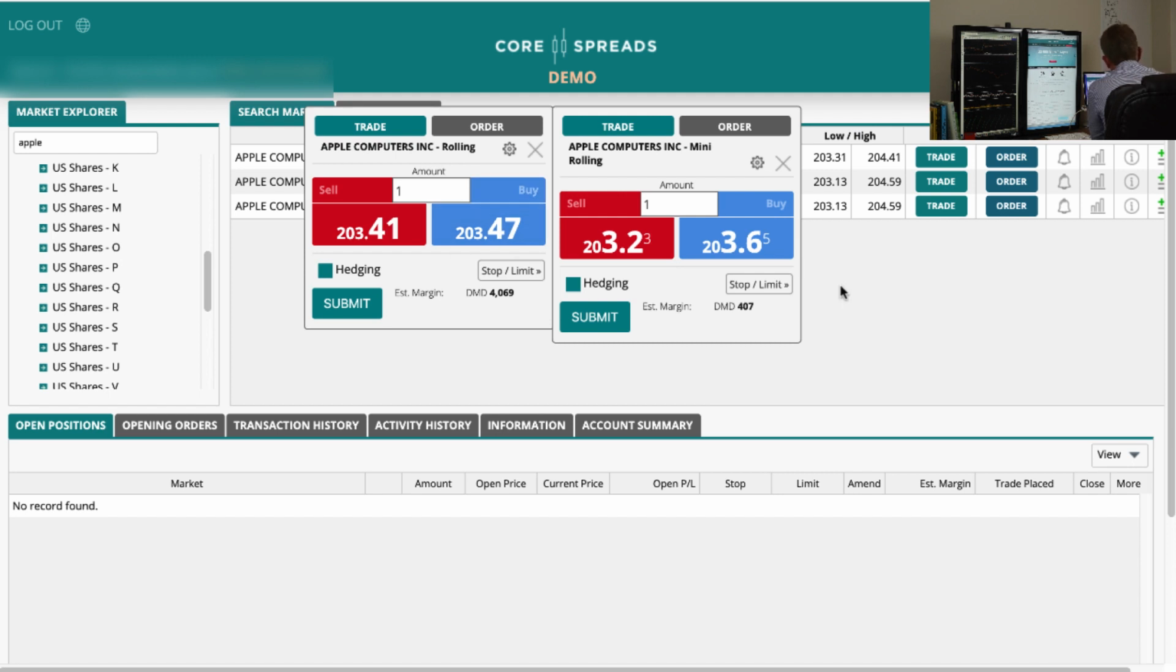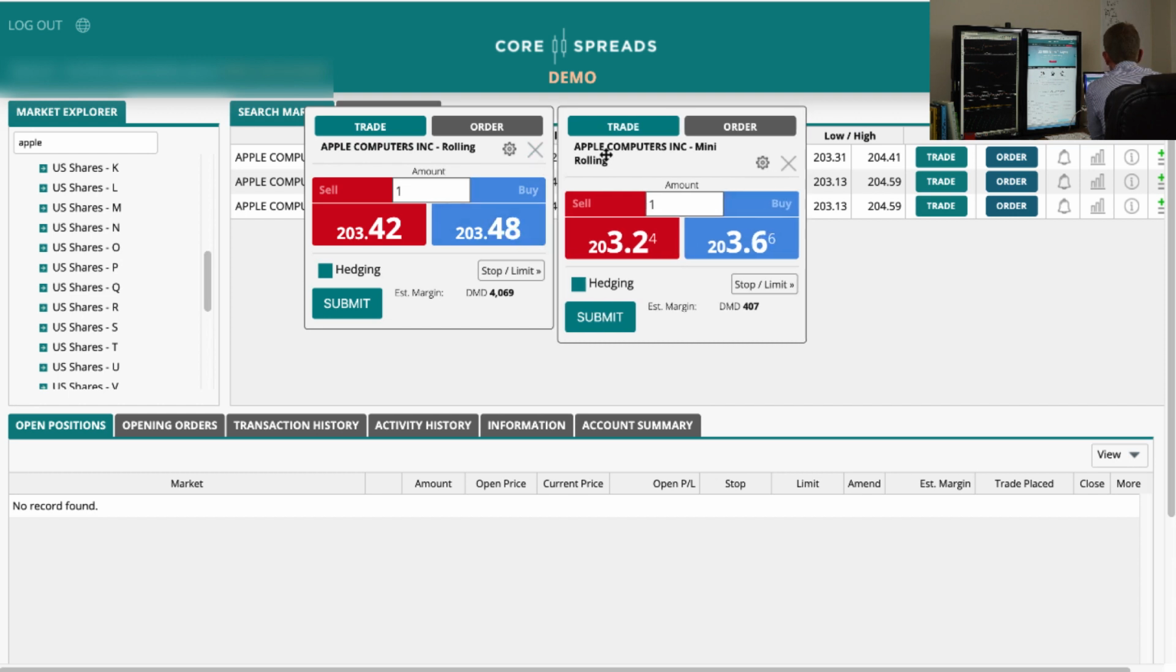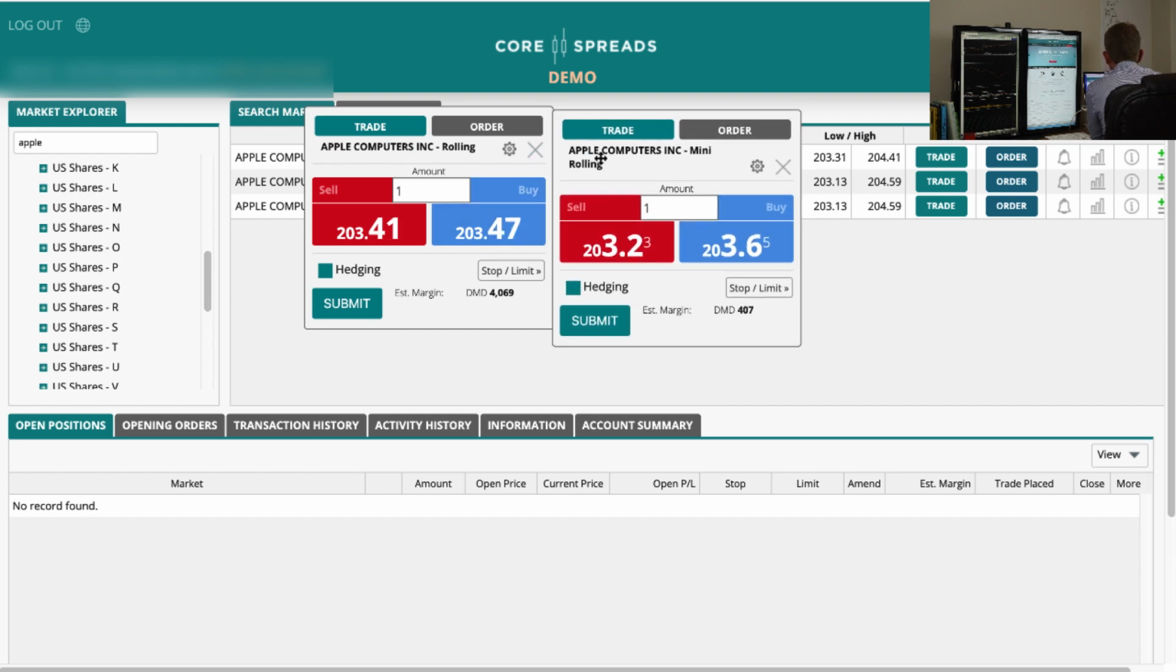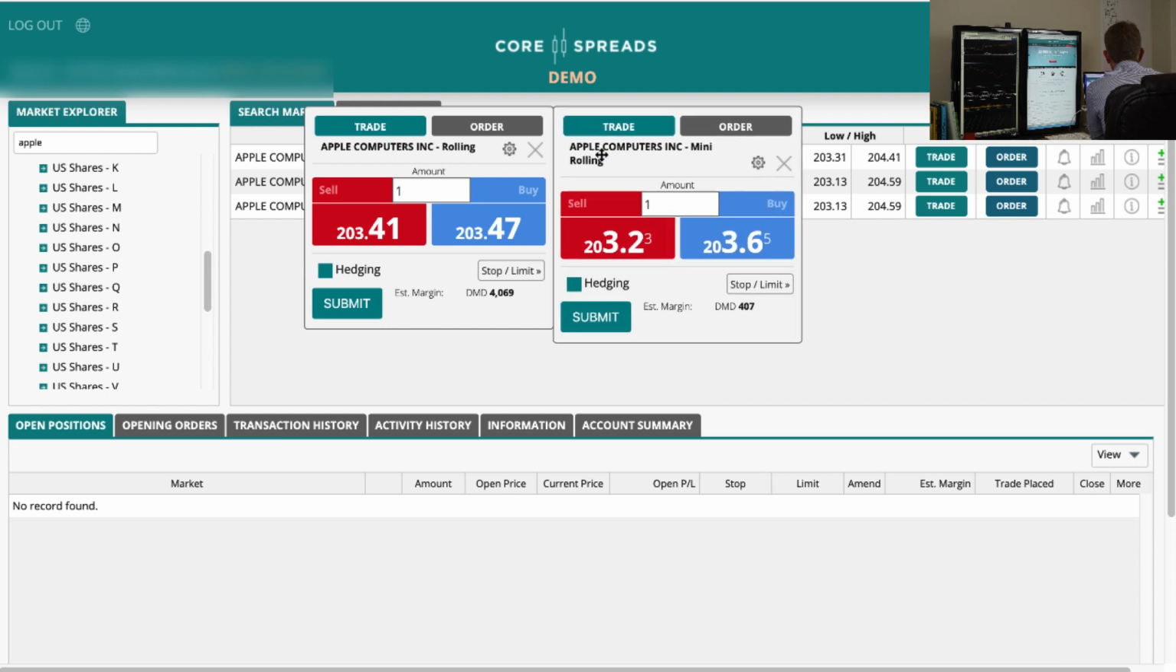Now, we'll look at that in a second, so we'll put through some orders on a demo account. We can play around with that. That's the beauty of having a demo. You can mess around and see exactly how specific markets trade, and how something new like this, like a mini rolling, trades comparatively to the big one.